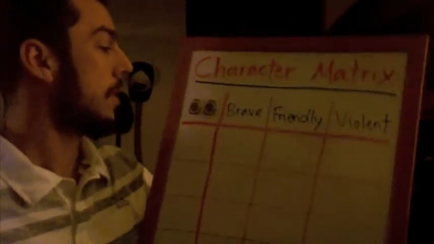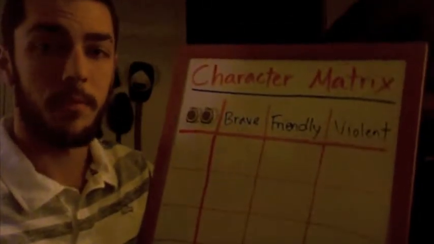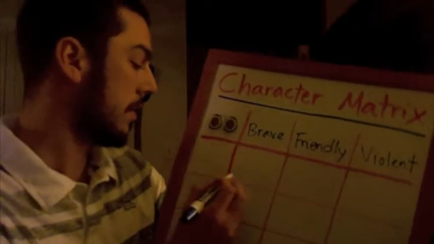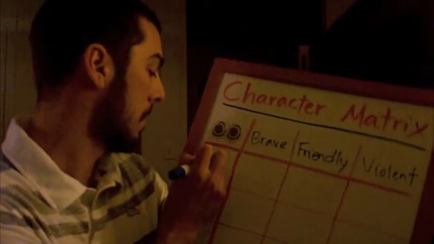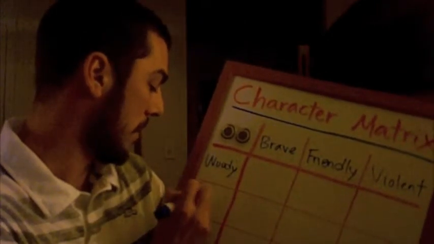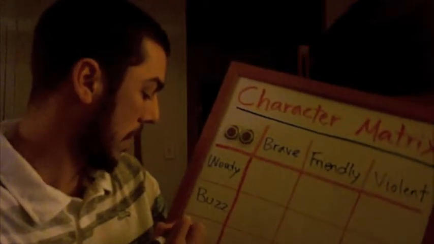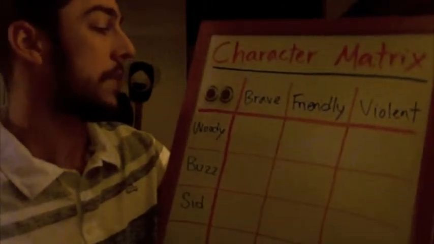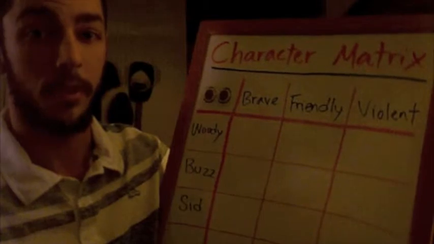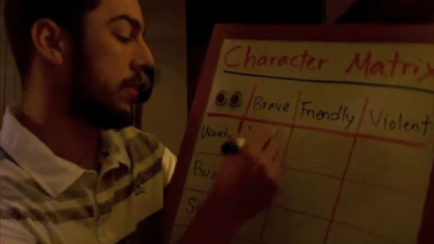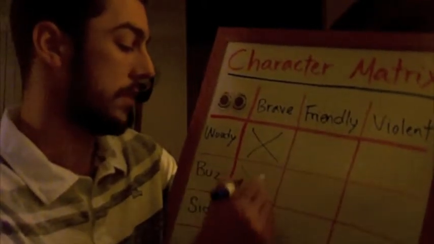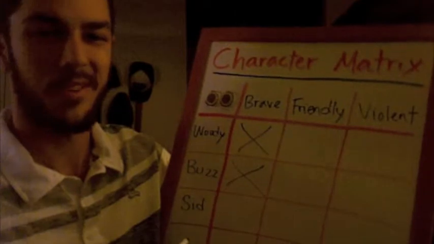So, for our case, we are going to use characters that most people have probably heard of, from a movie I like, it's called Toy Story. So, we're going to have Woody, we're going to have Buzz, and we're going to have the rotten next door neighbor, Mr. Sid. So, for our lower level English language learners, we can do something as simple as putting an X or a check mark or even a smiley face. So, is Woody brave? I would say yes, Woody is brave. Is Buzz brave? I would agree that Buzz is brave. Is Sid brave? I wouldn't classify Sid as brave.